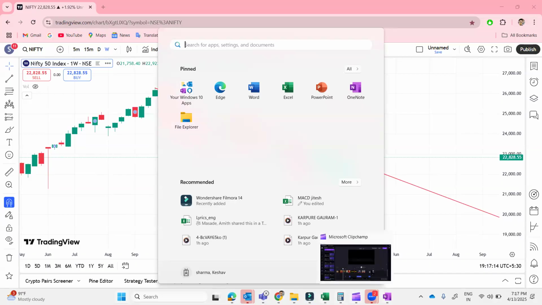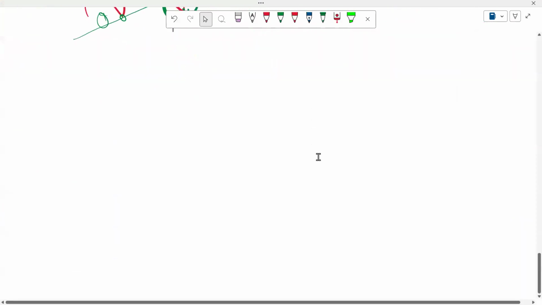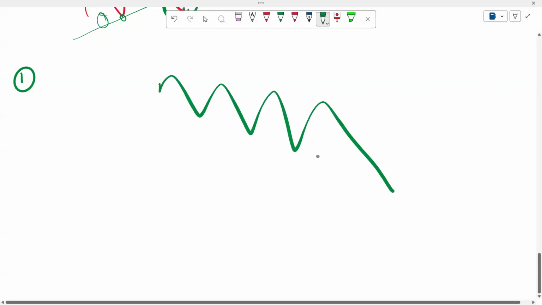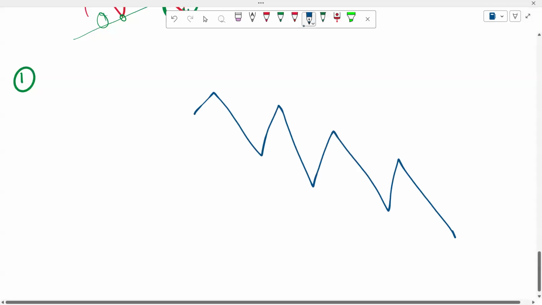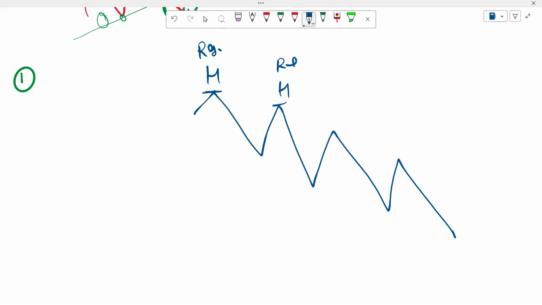Now, if I talk about the downtrend, let's say your stock is going down, down, down, and down. If you see, these are the highs, or the resistance. These highs are getting lower and lower, meaning resistance is getting weaker and weaker. So you can call it a lower high.